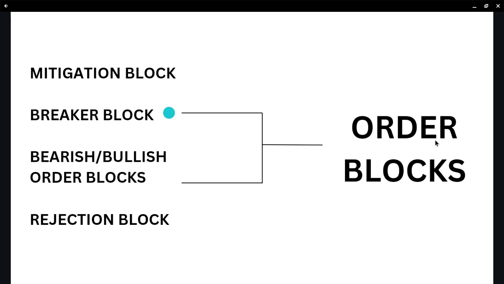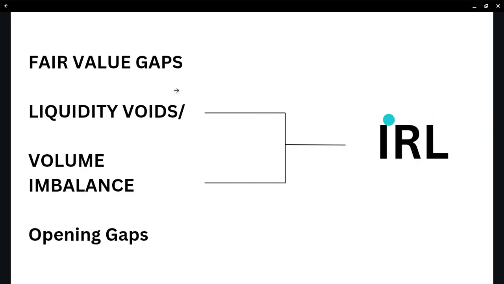Next we have what? The gaps: fair value gaps, liquidity voids, volume imbalances, and opening gaps. This can be daily open, monthly open, weekly open, new week open, new day open, whatever. These are the internal range liquidity. All of these are internal range liquidity, because these happen on the internal side of the price action.